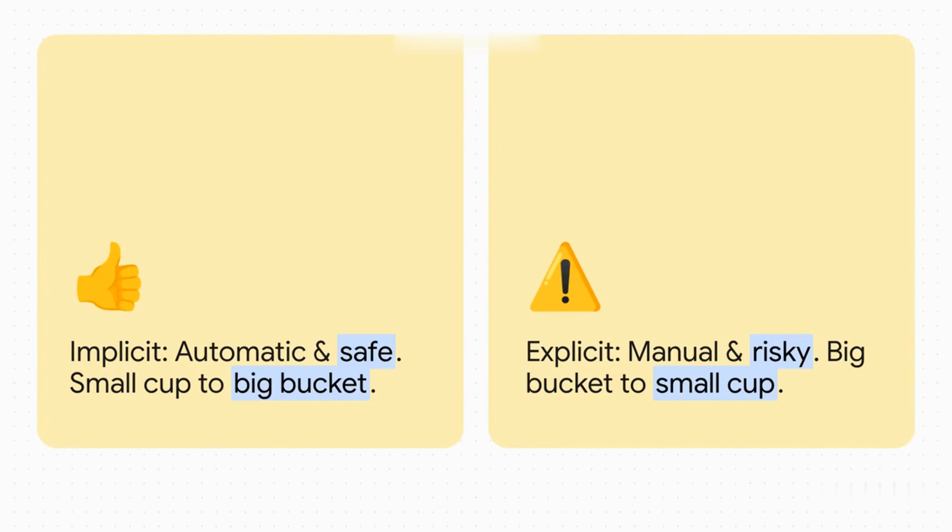And this comparison right here really gets to the heart of the matter. Implicit casting, that's the automatic, totally safe, small cup to big bucket scenario. But explicit casting, that's manual. It's risky. That's you trying to pour from the big bucket back into the small cup, and you've got to be prepared to spill a little or a lot.